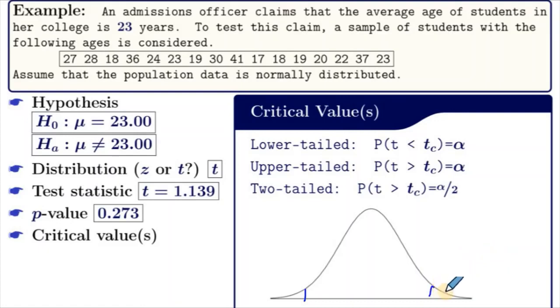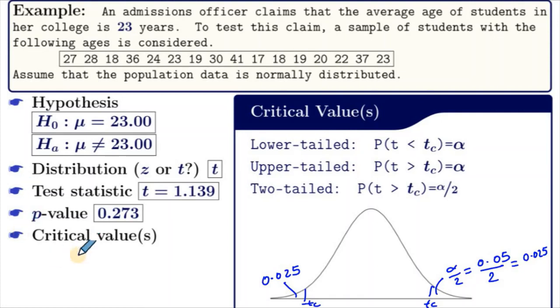Since alpha is given to be 0.05, this area here is alpha over 2, so that becomes 0.05 over 2, which is equal to 0.025. And if this area is 0.025, then this area here is also 0.025. Now, to find critical values, we can use different tools like calculator, Excel, and table.